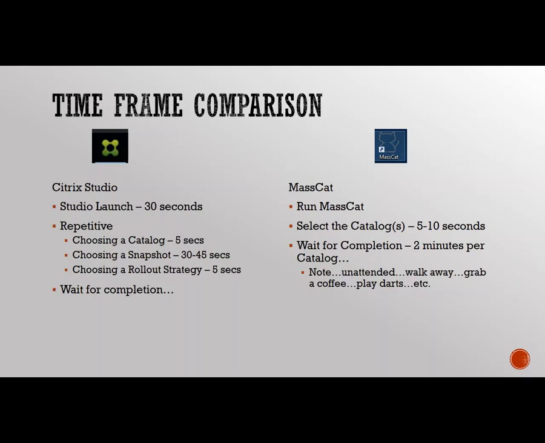With MassCat, on the other hand, you literally just run MassCat, select the catalogs you want updated, and that's it. You wait for completion, so you're sitting there in an unattended fashion, really. So you could literally go walk the dog, grab a coffee, play some darts, do whatever, but you don't have to sit there and click the buttons over and over and over to make the ball keep going.